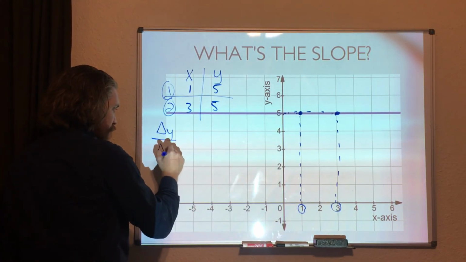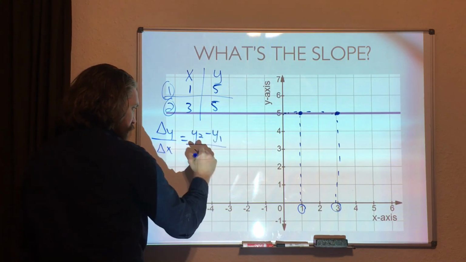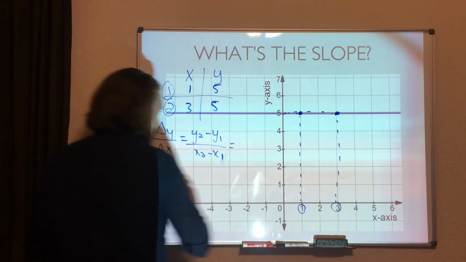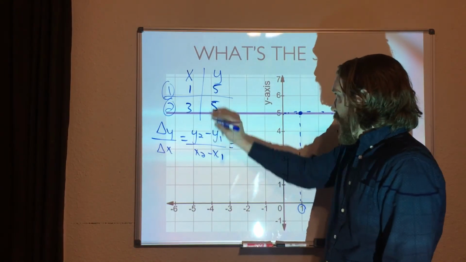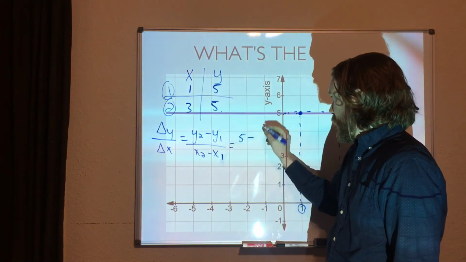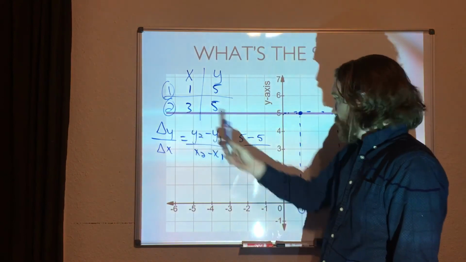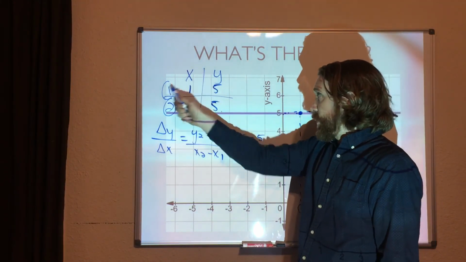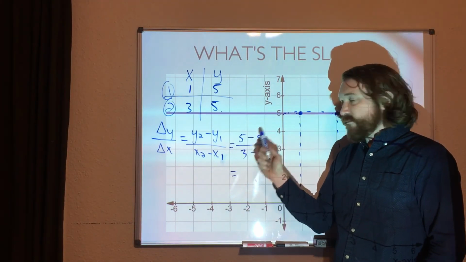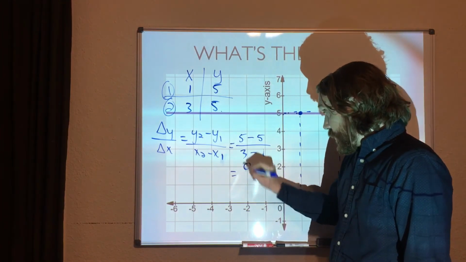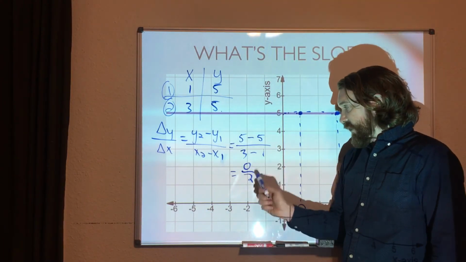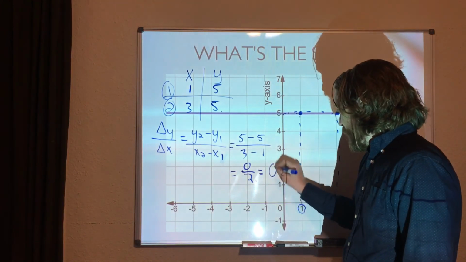Rise over run: y2 minus y1 over x2 minus x1. We plug our numbers in. y2 is 5, minus y1, which is 5, divided by x2, which is 3, minus x1, which is 1. I'm going to bring it down here. Do the top first. 5 minus 5 is 0, divided by 3 minus 1. 3 minus 1 is 2. And 0 divided by 2 equals big fat goose egg.